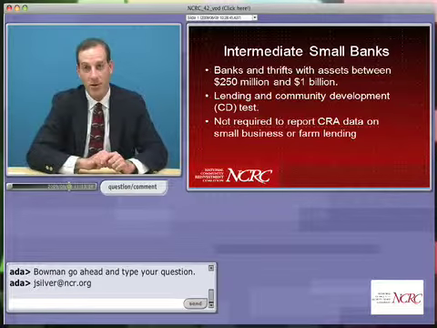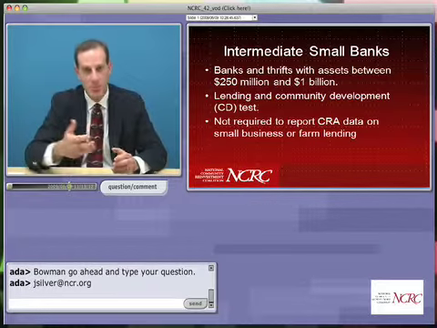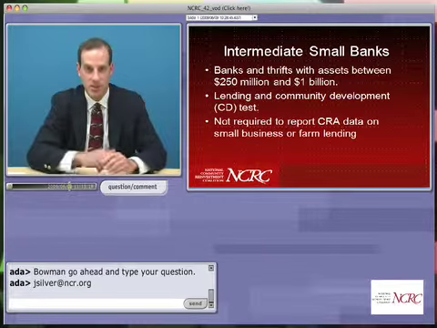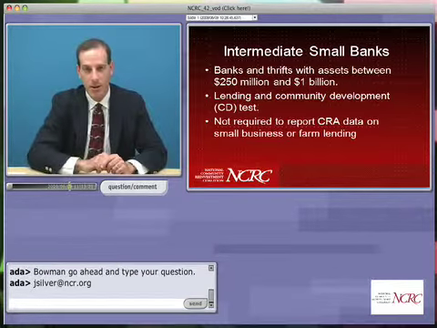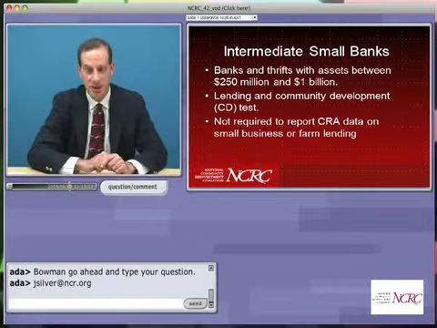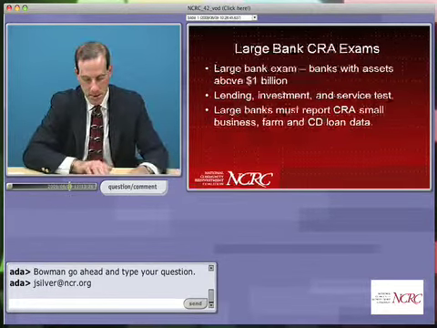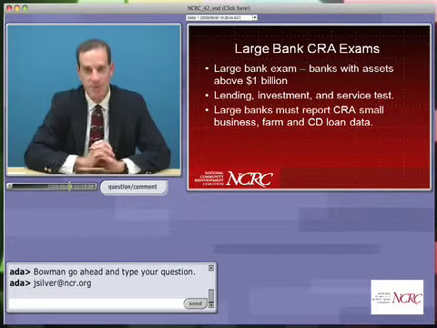Some of these banks voluntarily report small business data. And actually we hope that we can reverse that decision that was made in 2005 by the federal regulatory agencies and require banks in this asset category, mid-sized banks, to report small business loan data. The next slide, large bank CRA exams.